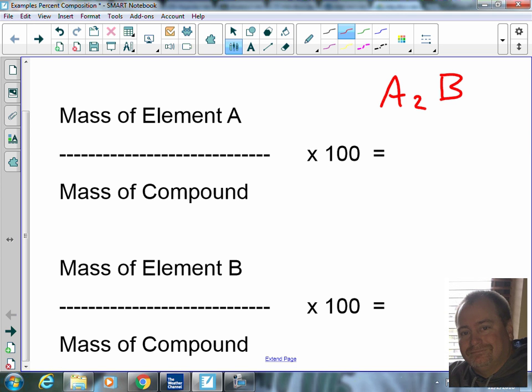So there could be more than this. Is it always going to be the mass of A, the mass of B? No, there could be C, there could be D, depending on how many elements you actually have. This is just an example that has only 2 elements in it.